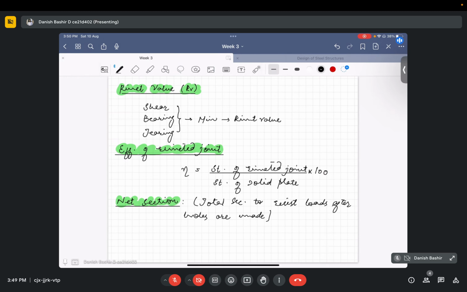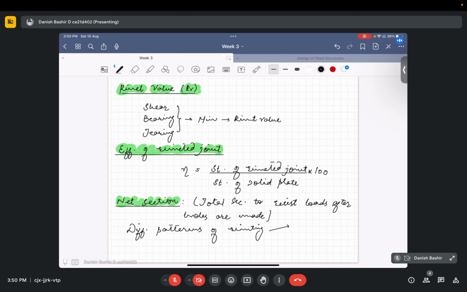Actually, the rivets may be placed in a variety of patterns, and it depends upon the space available for the connection, as well as the shape of the member to be connected. There are different types of riveting. The most common type of riveting pattern is chain riveting. There are some other patterns like diamond riveting and staggered diamond riveting. So there are different patterns of riveting.